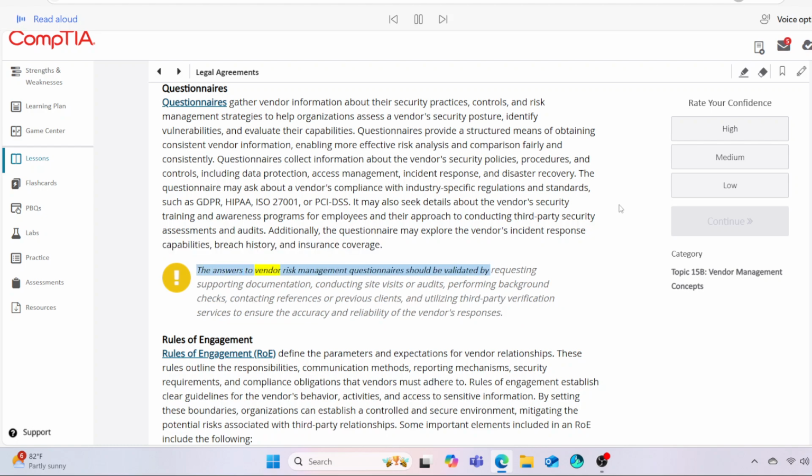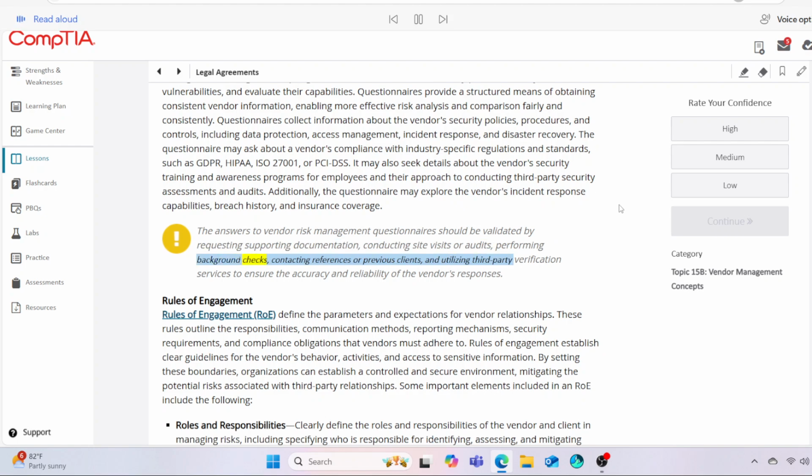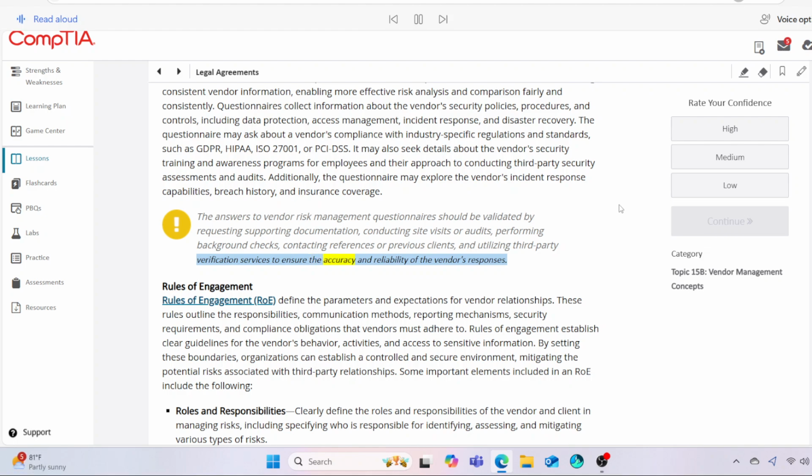The answers to vendor risk management questionnaires should be validated by requesting supporting documentation, conducting site visits or audits, performing background checks, contacting references or previous clients, and utilizing third-party verification services to ensure the accuracy and reliability of the vendor's responses.